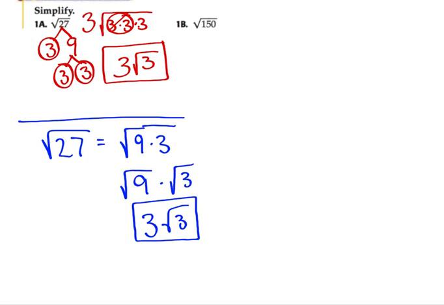The blue method here ends up being faster most of the time, but it does require you to be able to factor out squares rather than do prime factorization. Let's look at the next example.